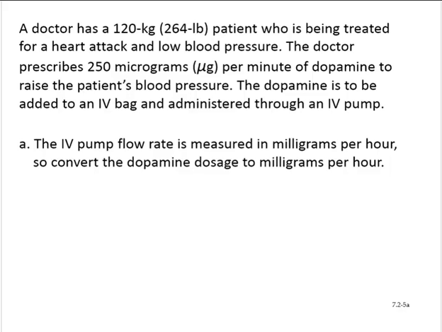A doctor has a 120 kilogram or 264 pound patient who is being treated for a heart attack and low blood pressure. The doctor prescribes 250 micrograms per minute of dopamine to raise the patient's blood pressure. The dopamine is to be added to an IV bag and administered through an IV pump. The IV pump flow rate is measured in milligrams per hour, so convert the dopamine dosage to milligrams per hour.